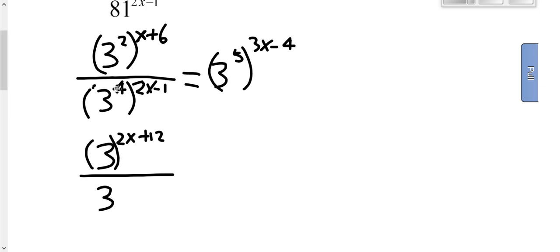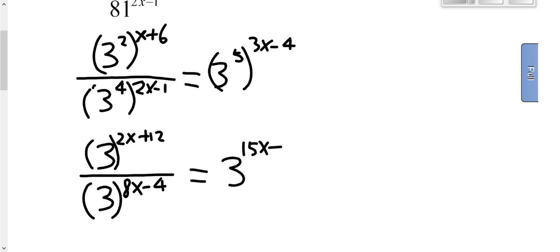Okay, so distribute that. 4 times 2x gives you 8x, and then minus 4 times 1 gives you 4, minus 4 equals right hand side with a base of 3, multiply them through. 5 times 3x gives you 15x, and then minus 5 times 4 gives you 20. Again, put the brackets around to avoid confusing yourself.